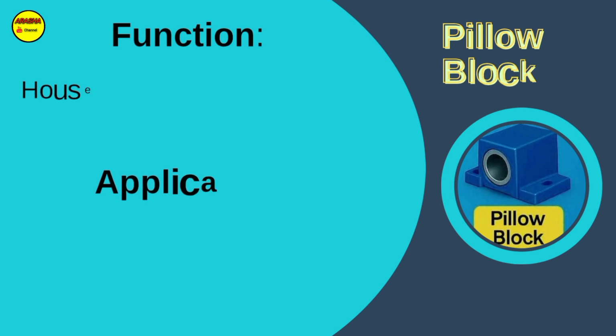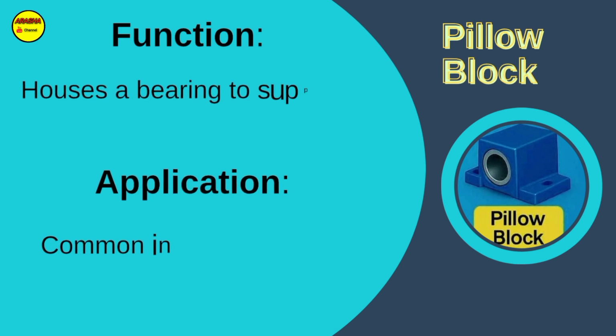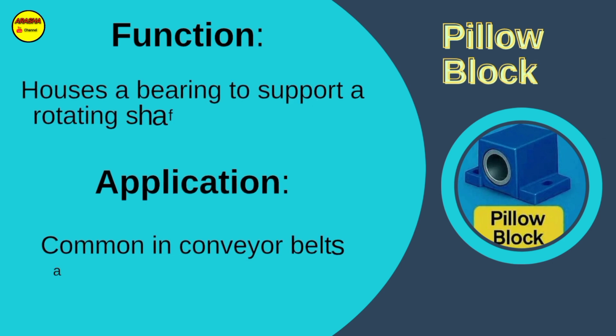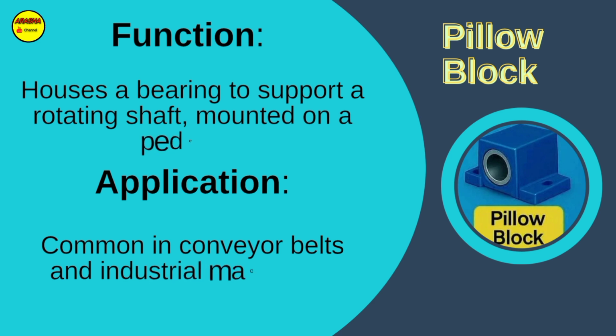Pillow block. Function: houses a bearing to support a rotating shaft, mounted on a pedestal. Application: common in conveyor belts and industrial machinery.